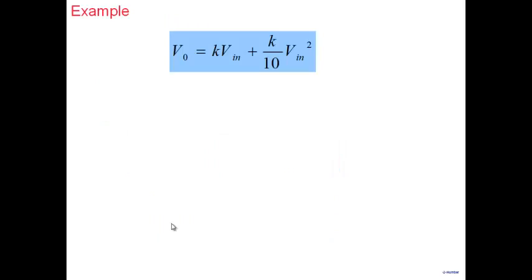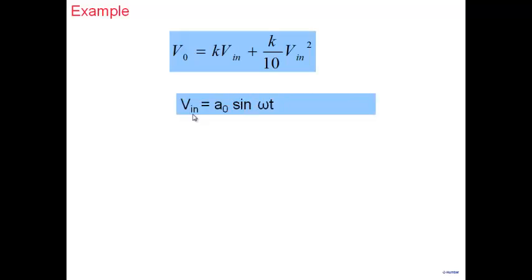Let me take an example here that would illustrate this. Let's take an example of an amplifier where the output voltage V0 is related to Vin in this manner: K Vin, plus we've added a nonlinearity here. Ideally, we would want only the first term, but in addition to the first term, we are getting a nonlinearity. Let's say K by 10 times Vin squared. It's a hypothetical example. So we would like to find out how much is the harmonic distortion here. So our procedure is what? We feed in a sinusoid.